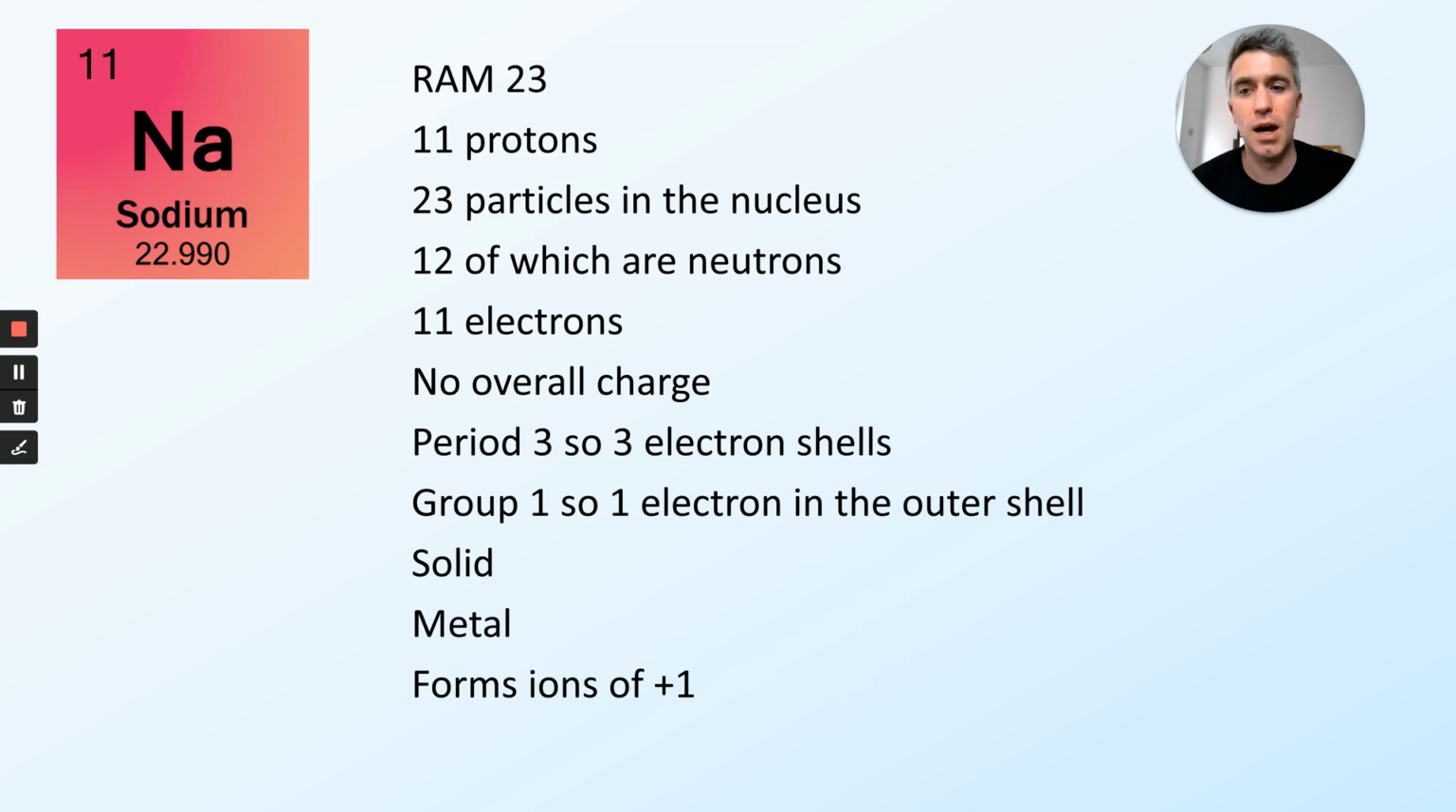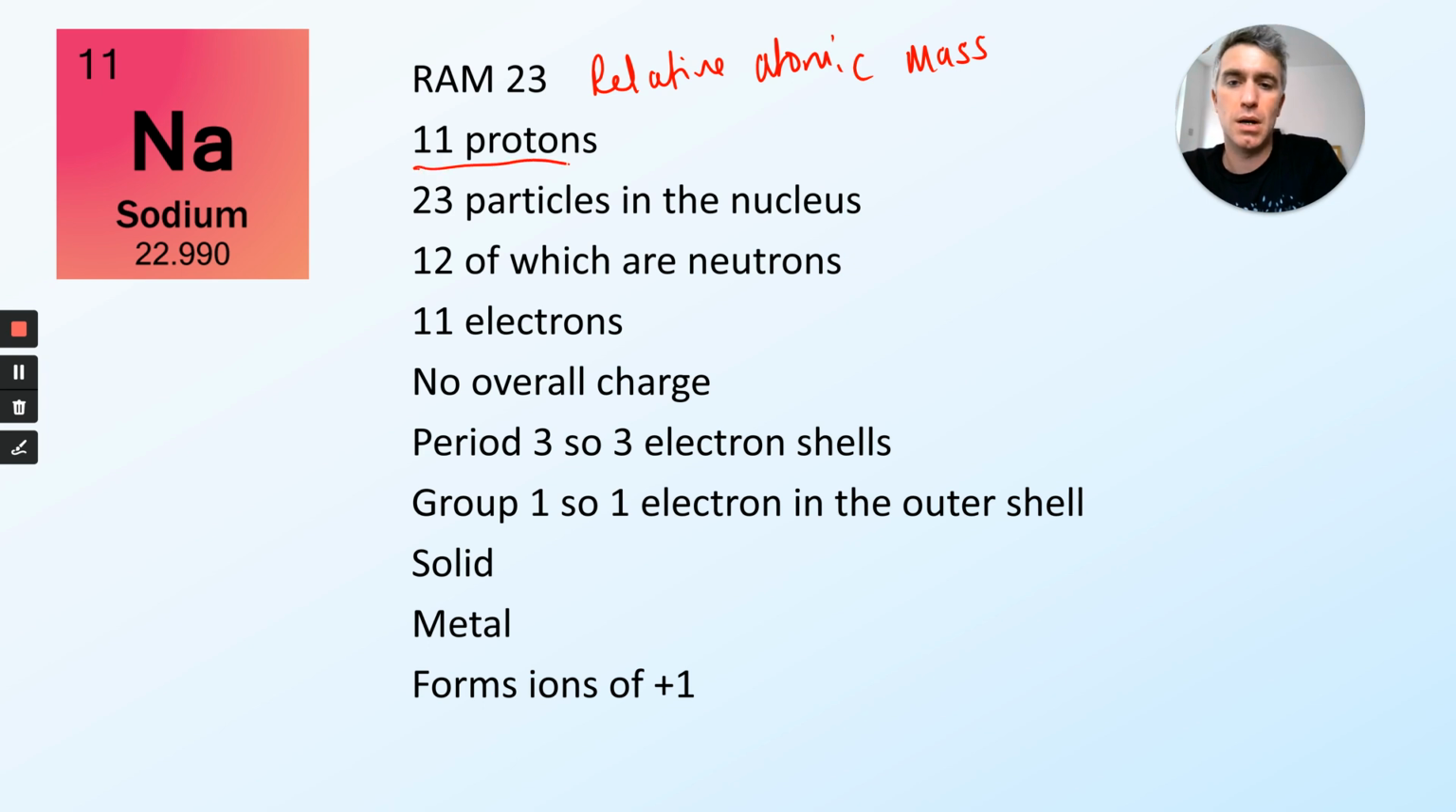Okay. We know it's RAM. What does RAM stand for? Relative atomic mass, which means inside its nucleus there are 23 things. What are those things? Well, 11 of them are protons, because that number there says 11. 23 of them in the nucleus. So there's 11 protons, but in total, 23 things in the nucleus.